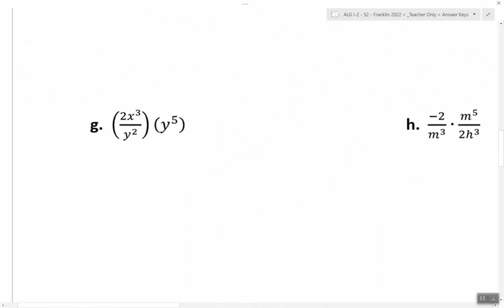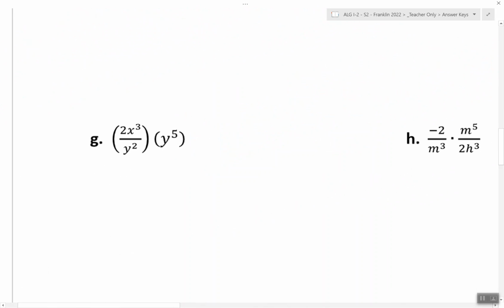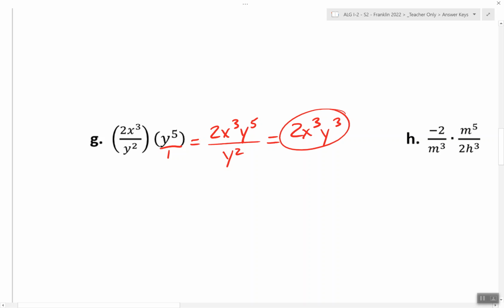Example G, we're multiplying 2x cubed over y squared times y to the 5th. Now, kind of imagine this has a 1 in the denominator. So just multiply straight across like we just did. 2x cubed times y to the 5th is 2x cubed y to the 5th. Nothing really changed. All over y squared. And now we can simplify the y's. So 5 minus 2 is 3, so 2x cubed, y cubed. So we did 5 minus 2 there on the y's.